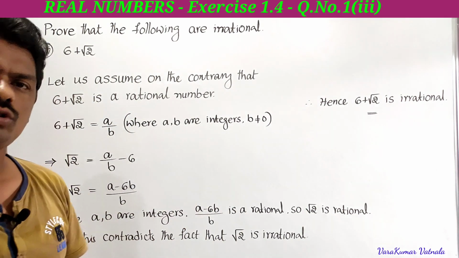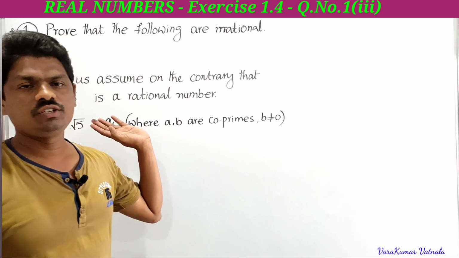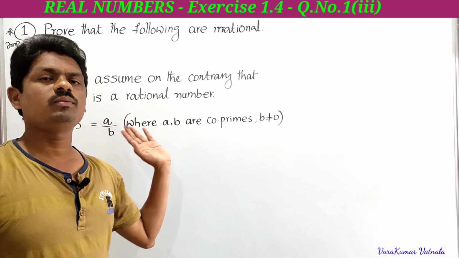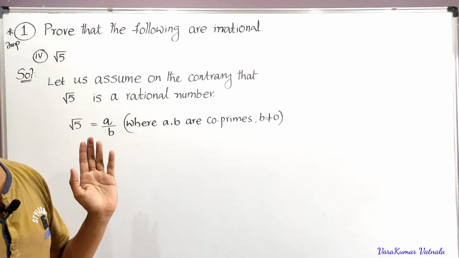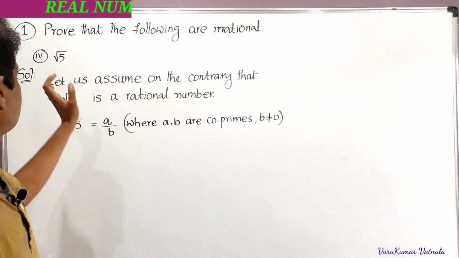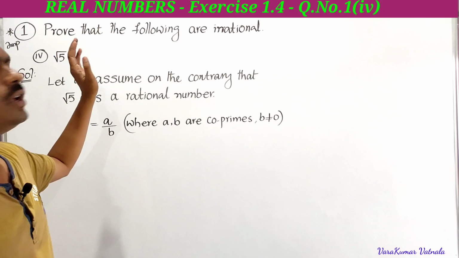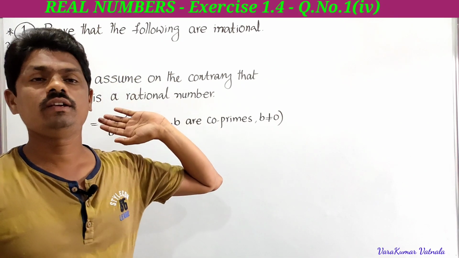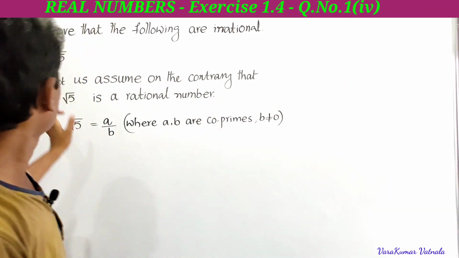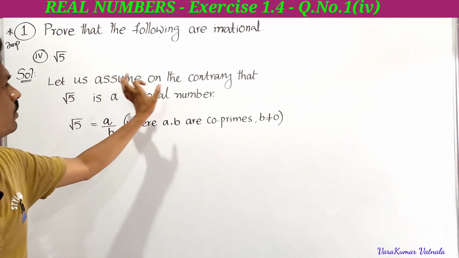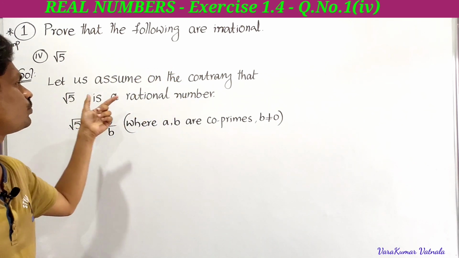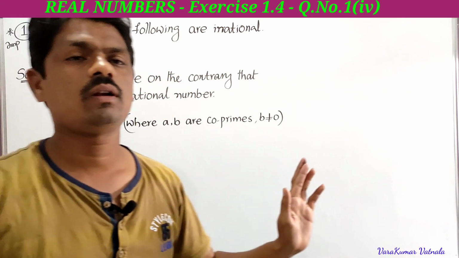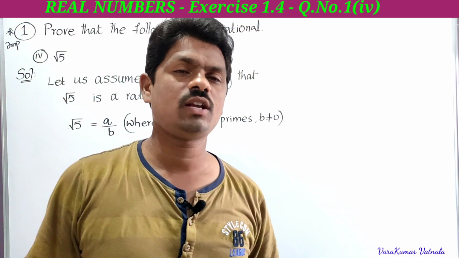Next, we have to solve the fourth bit. This is the fourth bit in the first problem. Already we have completed the first, second and third. See here, it is root 5. So we have to prove that root 5 is an irrational number. For that, let us assume on the contrary that root 5 is a rational number.